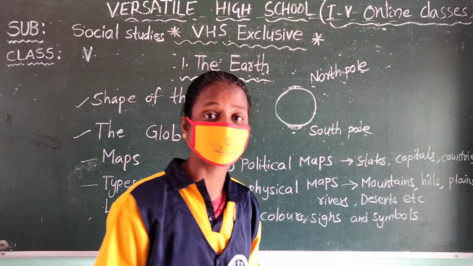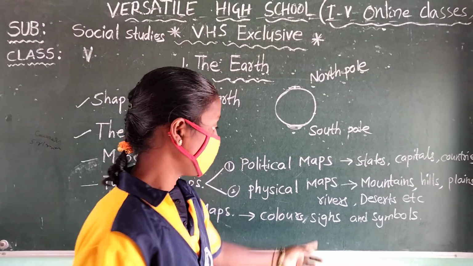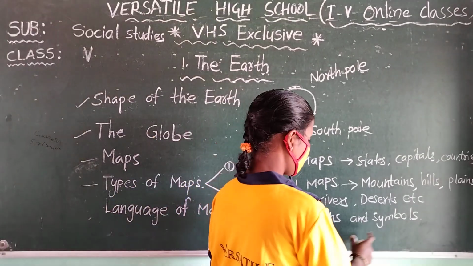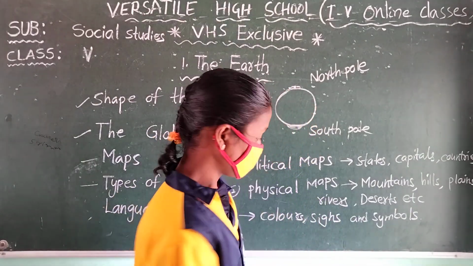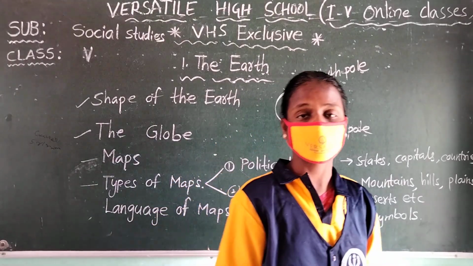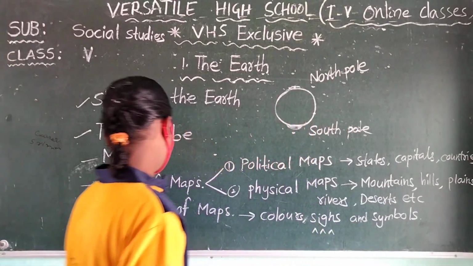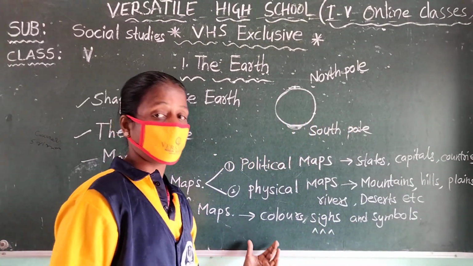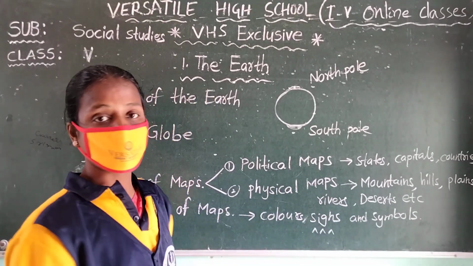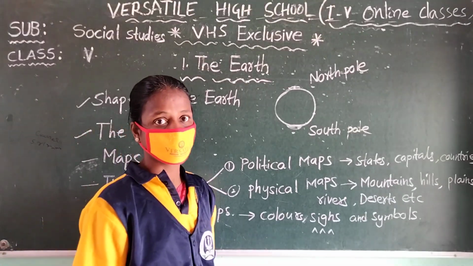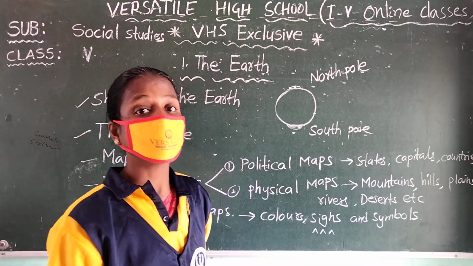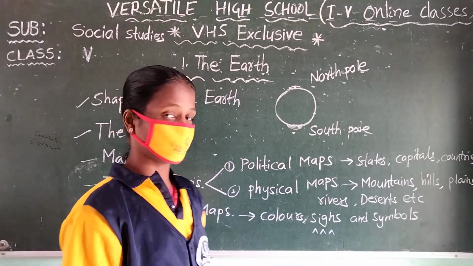Showing with colors: blue color, dark color, green color. And signs, and some symbols. Some symbols are there. And a sign means, suppose, mountains. How can you keep that mountain? This is the mountain symbol. So this is the language of maps: colors, signs and symbols. Then we can easily understand. If there is blue color, then we can understand that these are water bodies on the map.